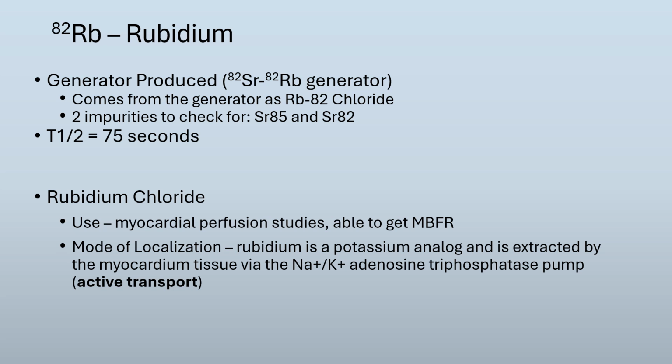Lastly, we'll talk about rubidium-82. Rubidium-82 is generator produced from a strontium-82 generator. It comes from the generator as rubidium chloride as the saline washes over it. There are two impurities that need to be checked carefully, the strontium-85 and strontium-82. Quality control is done at least daily to make sure that there's not too much strontium coming through the generator.